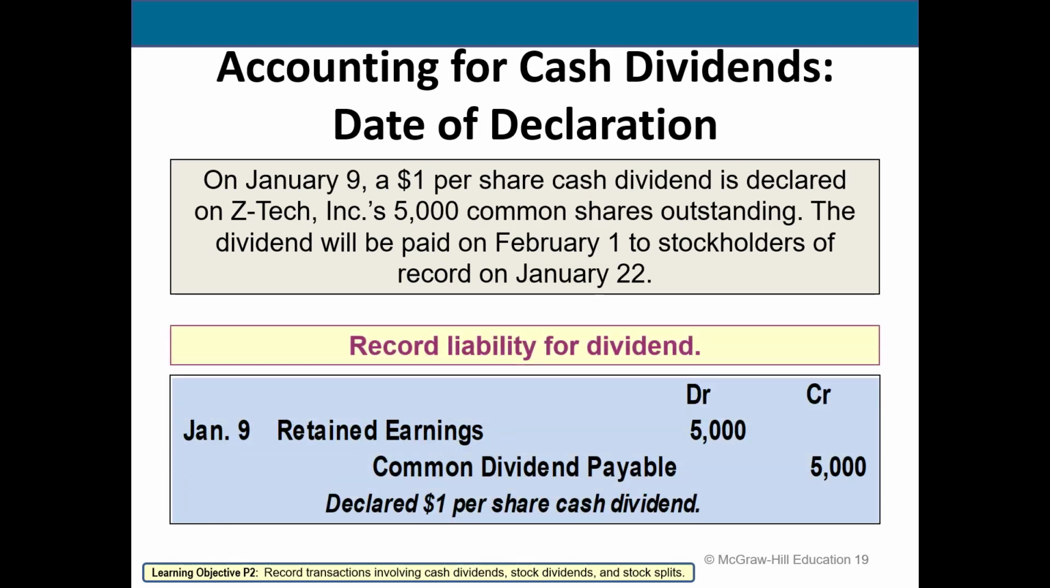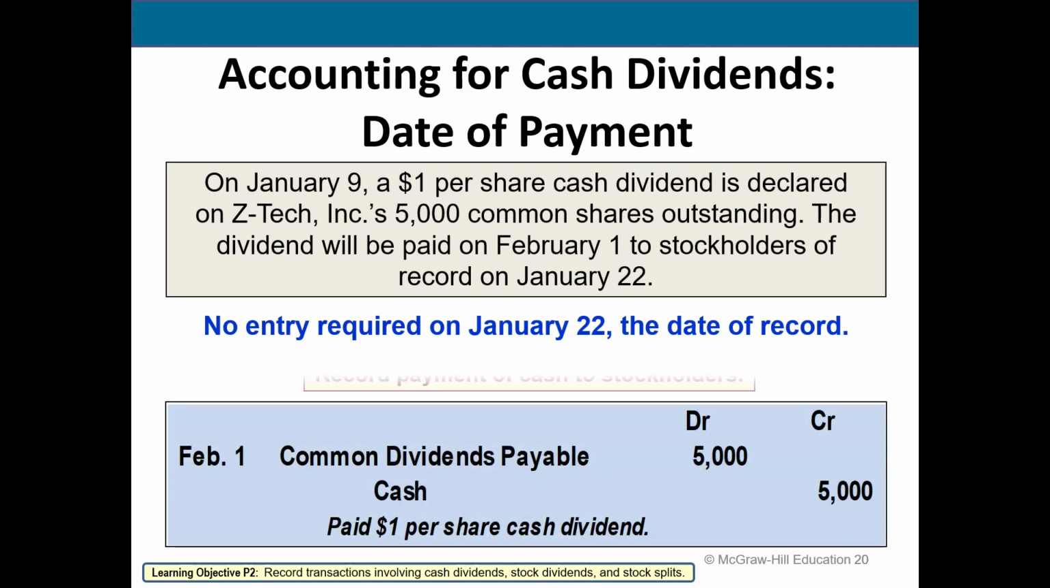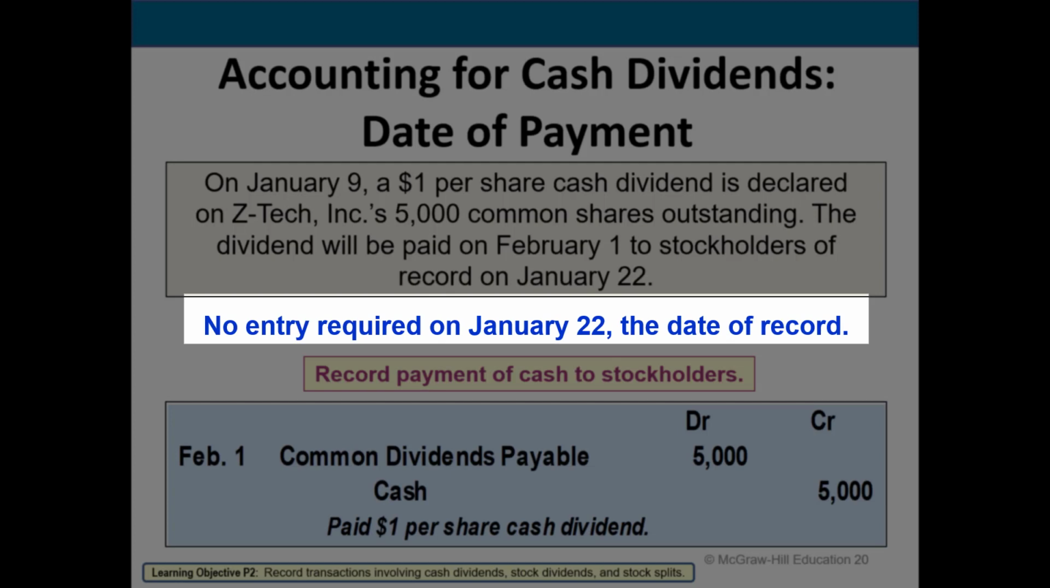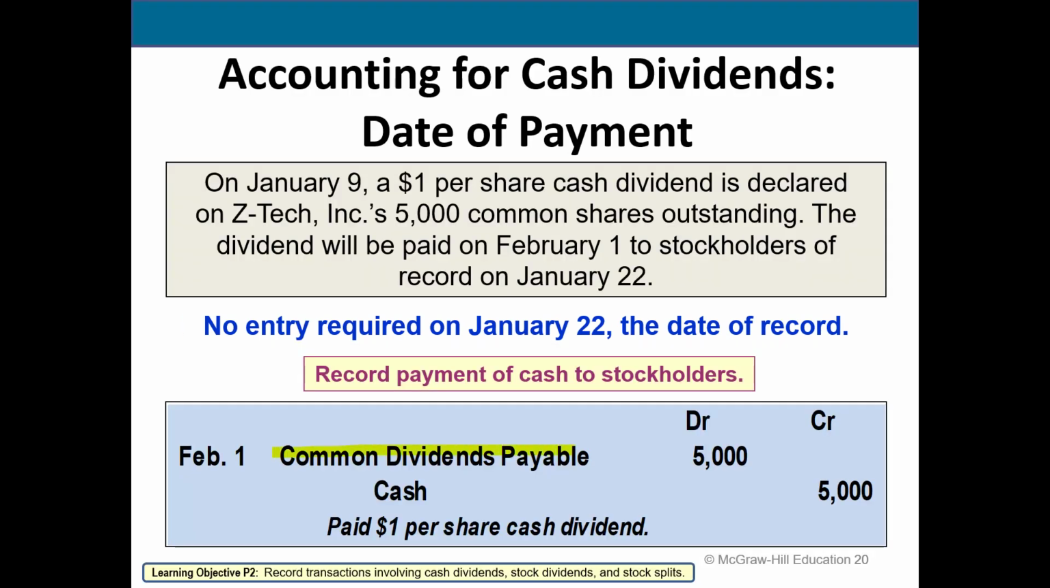In this example, on January 9th, the Board of Directors declared a $1 per share dividend on 5,000 shares of stock. So that's 5,000 shares times $1. We reduce retained earnings for that amount, and we credit the common dividend payable, which is a liability. On the date of record, no journal entry is recorded. On the date of payment, we simply debit that payable and we credit cash.